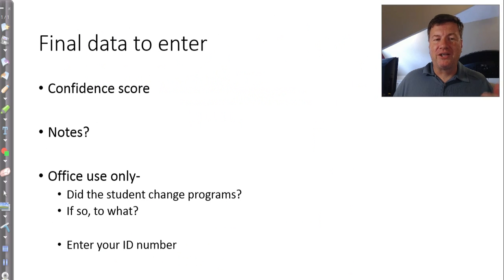You have a couple more things we'd like you to note. One is just a confidence score. You'll be asked to ask them, on a scale of 1 to 10, how confident are you about the program you selected? If you have anything that you would like to note, anything that was unusual about the conversation, anything that would help the QEP team in future assessments, feel free to note that. Then there's a section for office use only. You're asked to indicate if the student did change their programs. If they did, what did they change to? We really like to capture that as part of the process. And then enter your Datatel ID number so we know who handled that particular student's conversation.